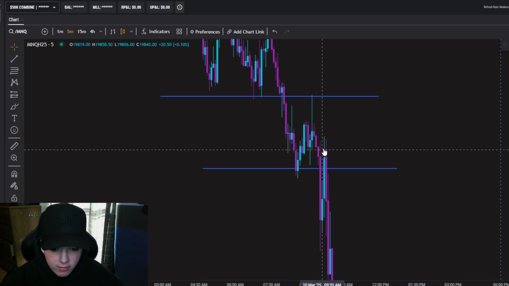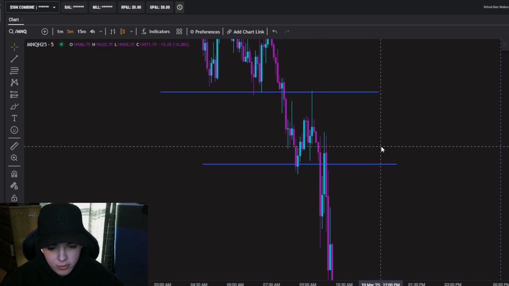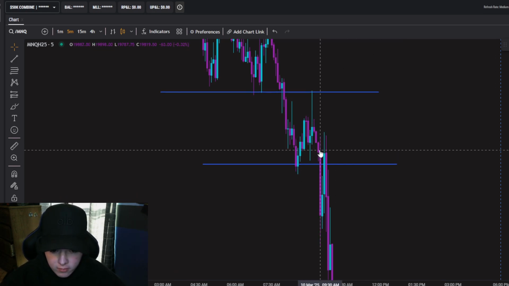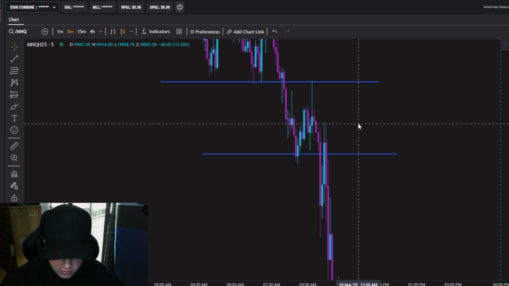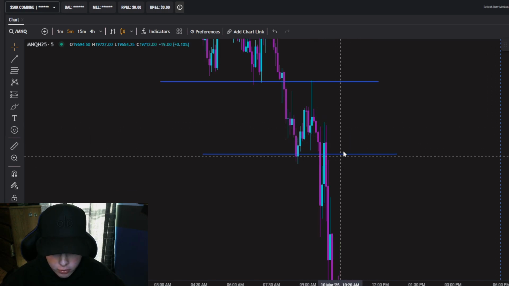That's what we had right here on this day. It's not a big rejection by any means, but what it did was come up here, wick out this area, flip bearish, and push down.